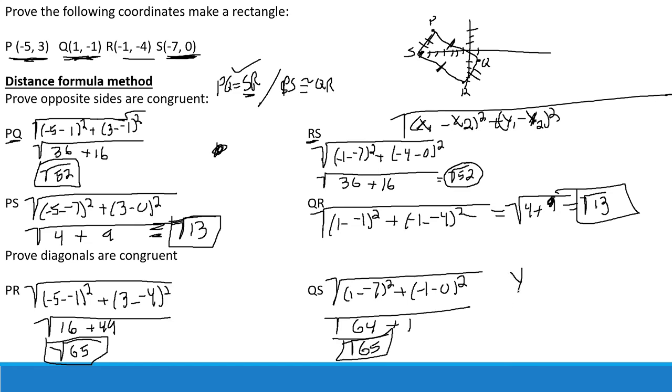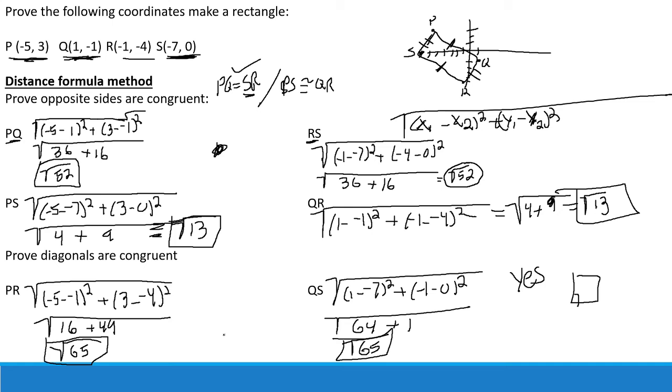So overall, we'd say yes, this is a rectangle. Because not only are all opposite sides congruent, but the diagonals are also congruent to each other. Therefore, it has to be a rectangle, not just a parallelogram. So this is one way of doing it. You prove that all opposite sides are congruent, and then you prove that both diagonals are congruent.